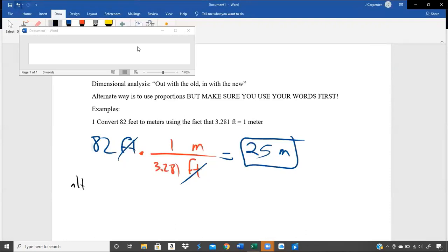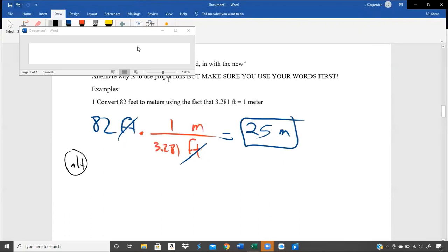An alternative way to have done this, and this is the only one I'm going to do, is using proportions. But make sure you use your words first. So what are the two things we're talking about? Feet and meters. So I'm going to put feet in top and meters in the bottom. If I want to do them upside down, nobody's going to care. It would just mean that then I put all the meter numbers in the top and all the feet numbers in the bottom. I'm choosing to do feet numbers in the top and meter numbers in the bottom.